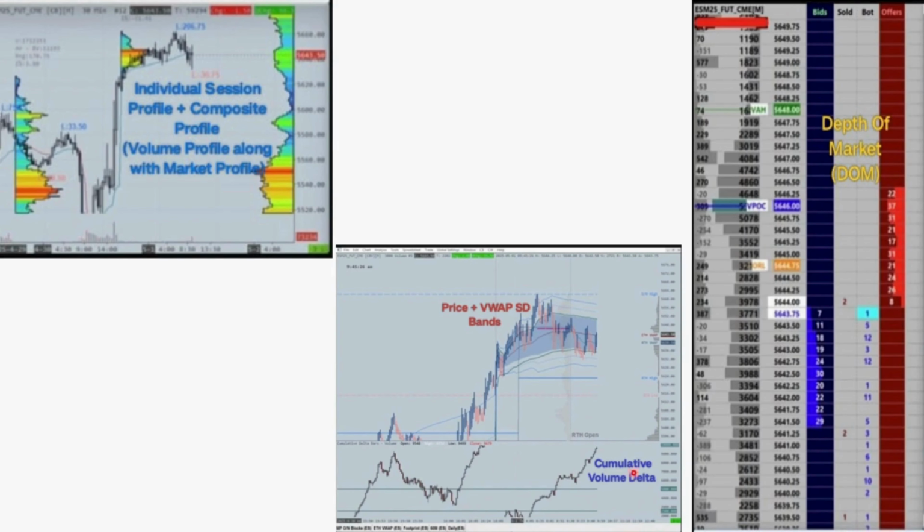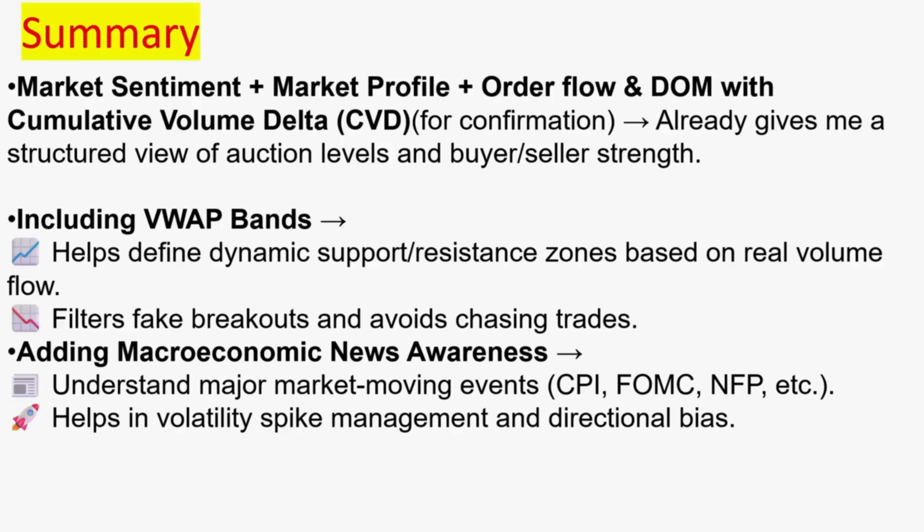and VWAP, combined with cumulative delta, we see that even without level 2 and level 3 data, we can still have a significant edge. This holistic approach helps us understand market dynamics more thoroughly and provides a robust framework for making informed trading decisions. In conclusion, this comprehensive approach, combining market sentiment, market profile, order flow and cumulative volume delta, provides a solid framework for understanding market dynamics.